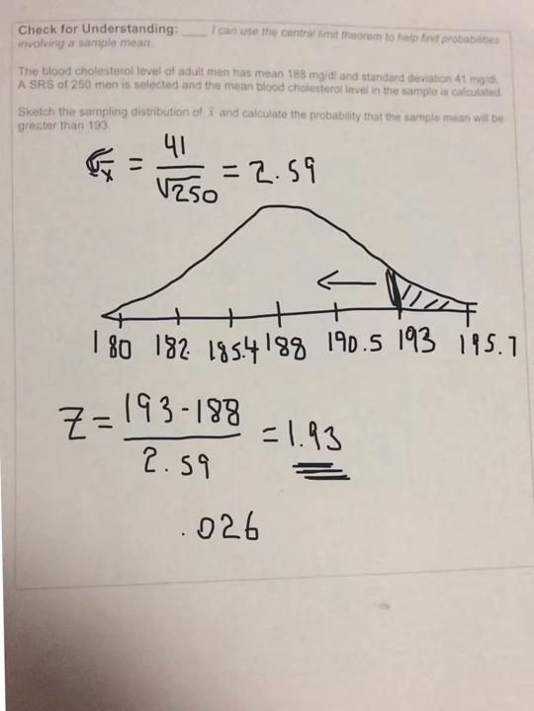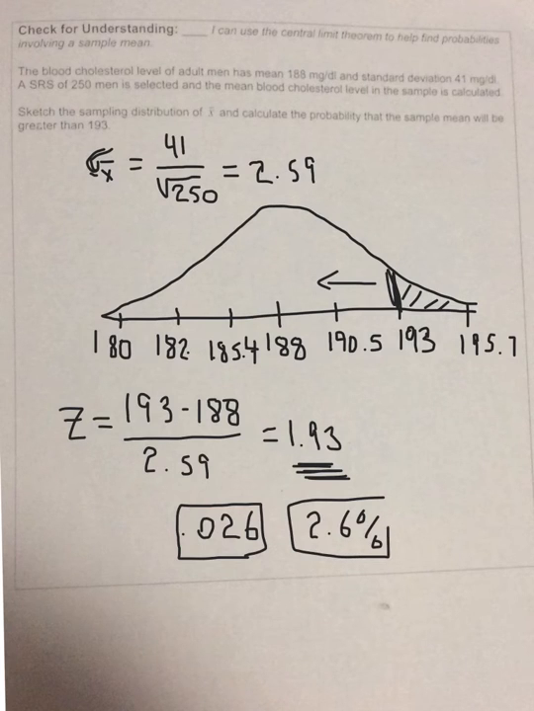So here's our answer. And what that tells us is that we have about a 2.6% chance in this situation of getting 250 guys together, taking their blood cholesterol, and the average of that whole group is going to be 193 or higher. Very low chance of that happening. There it is.